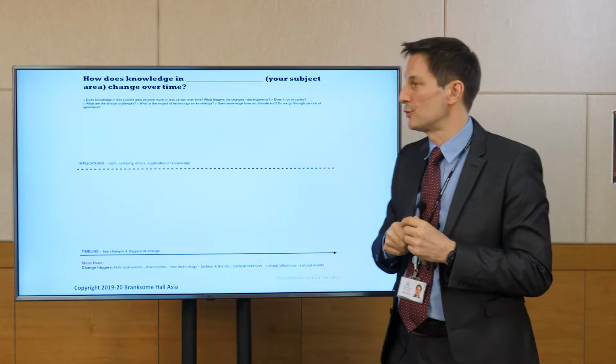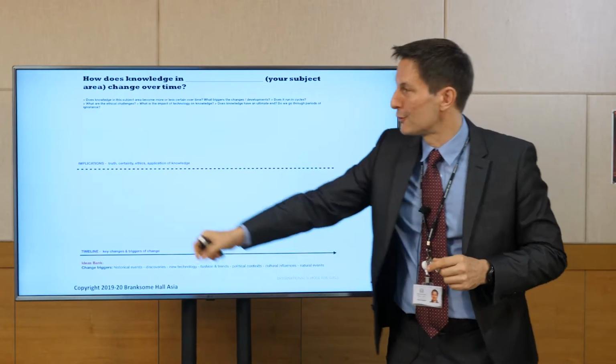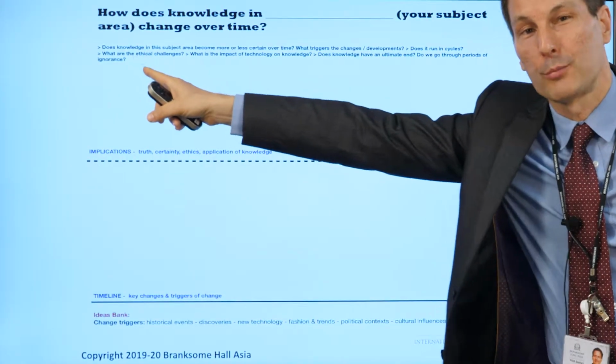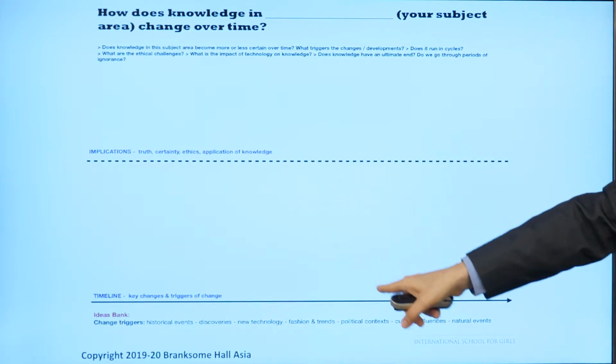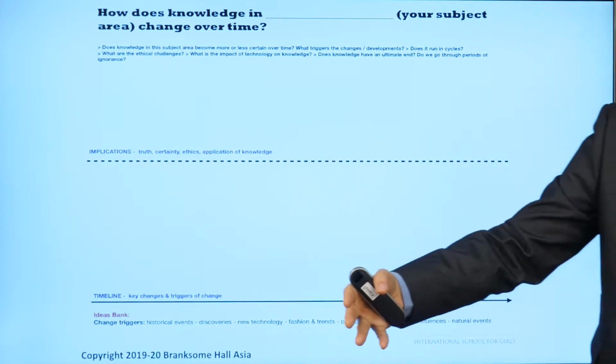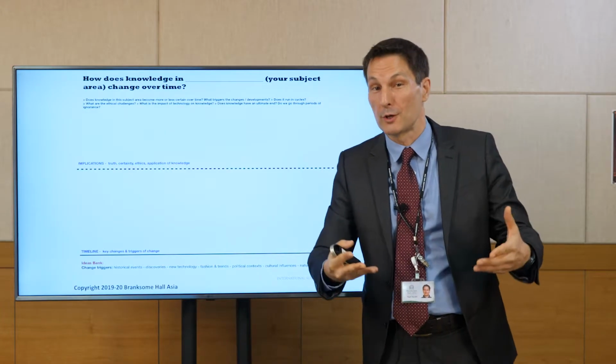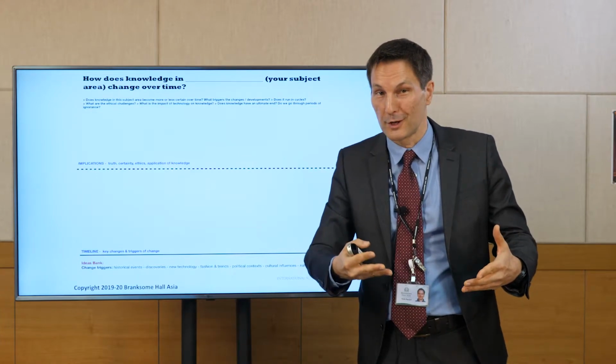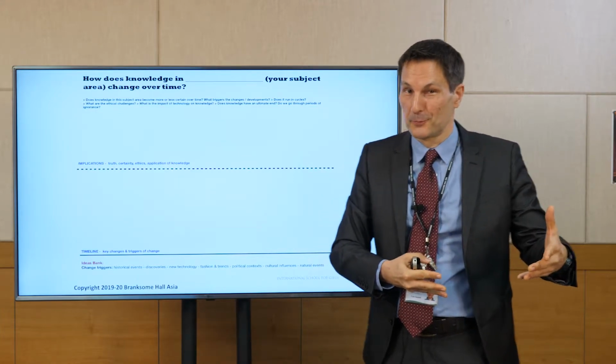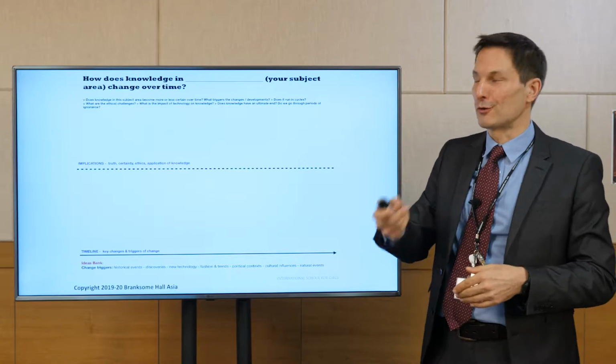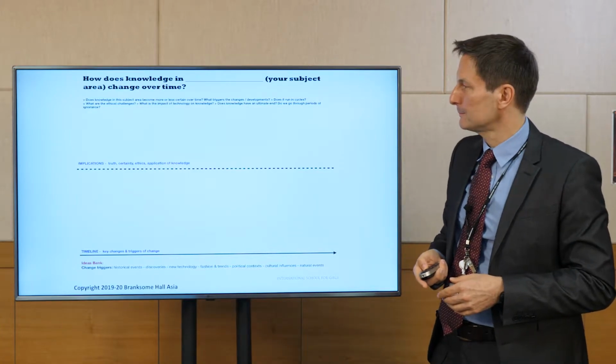In fact, some students have said the graph goes from the top all the way down because actually the more we know, the more we realize we don't know. And therefore, over time, we know less. So that's one way of looking at the growth of knowledge over time.